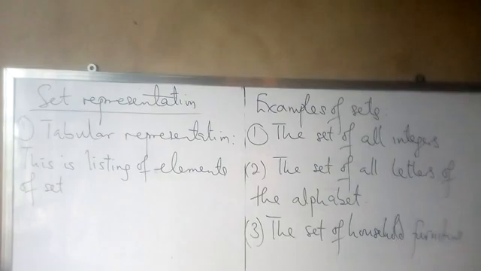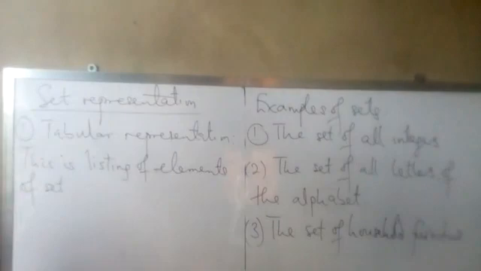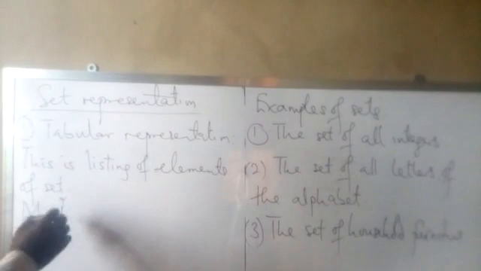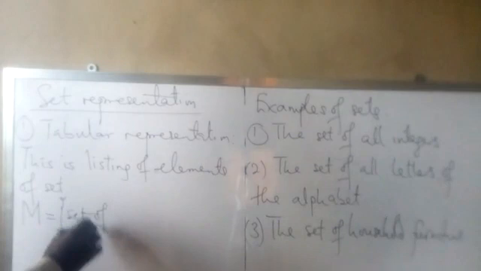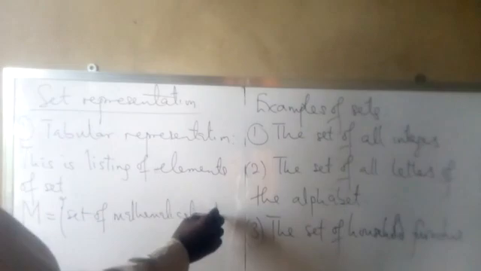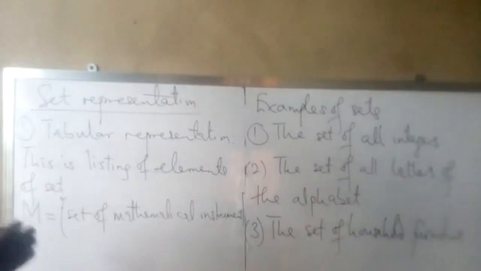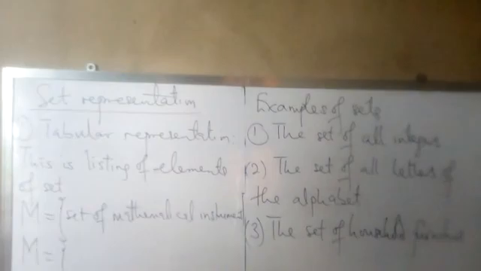Take for example, let M represent the set of mathematical instruments. So we can say M is equal to, in curly brackets, set of mathematical instruments. This statement is a defining property. If I want to represent it using the tabular representation, I will list out the instruments that fall under that set.